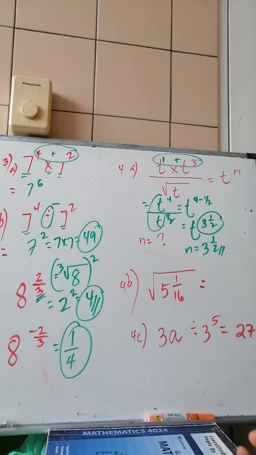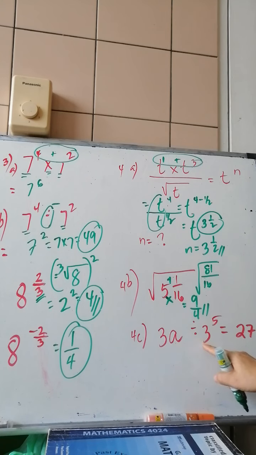Okay, how about for 4B? Square root of 5 and 1 over 16. If it is a mixed number, we need to change it into improper. So times plus. 16 times 5 is 80 plus 1 is 81. So it becomes square root of 81 over 16. What is square root of 81? 9 over 4.